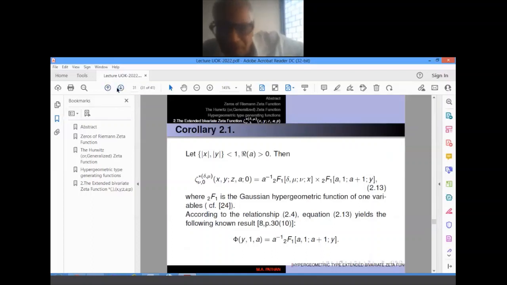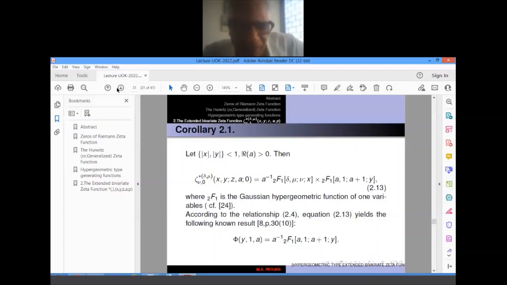All right, here this is the corollary now, and why we say that this is by zeta function. So therefore this can be given by equation 2.13. Here you can see that this right hand side is the product of two Gauss functions, and Gauss functions are containing x and y, and this is the representation for this zeta function.